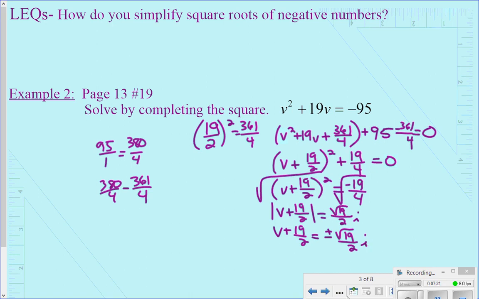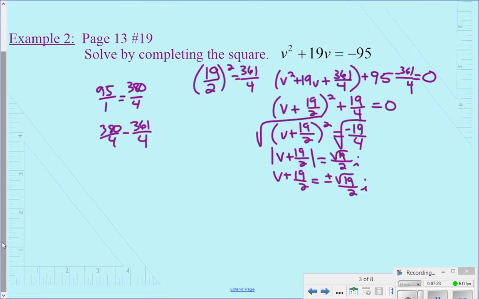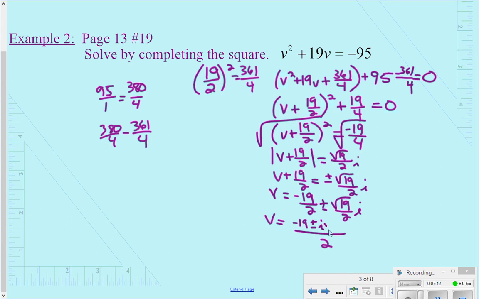So I'm going to subtract 19 halves. And I can either leave it that way or recognize that 2 is in both denominators, so just make one big fraction. Negative 19 plus or minus either i root 19 or root 19 i. Either's fine as long as you make sure the i is clearly not underneath the square root. And that's all over 2. And those are my final answers for v.